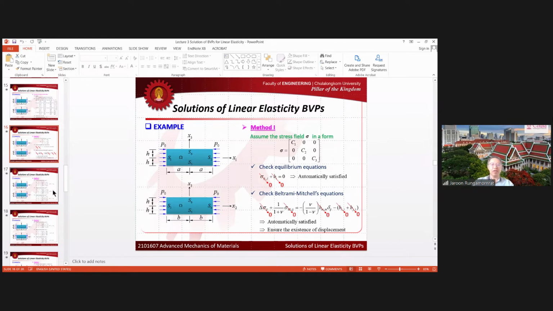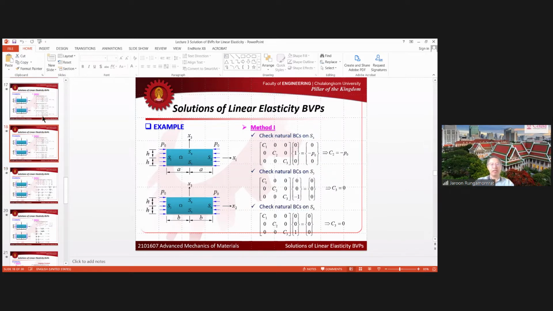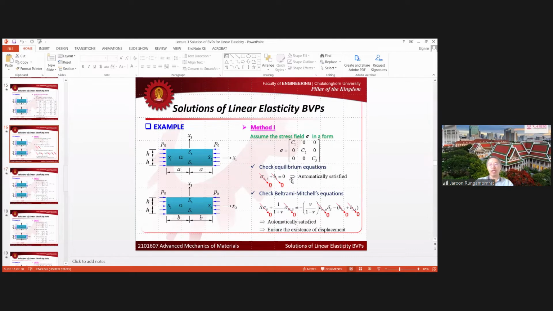Okay, and then I confirm that the guessed stress field with the values of constants C1, C2, C3 is the solution of the problem, right? I check all the conditions. What do I check? I check the equilibrium equation. I check the Beltrami-Mitchell equations. The two governing equations have to be satisfied at every point inside the body.